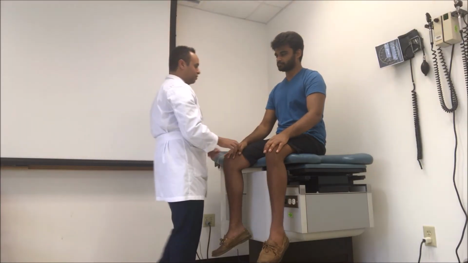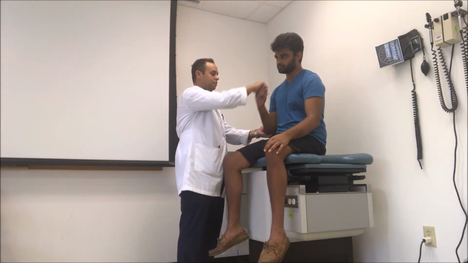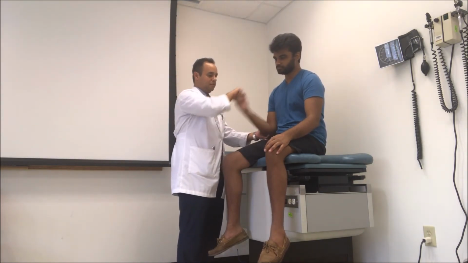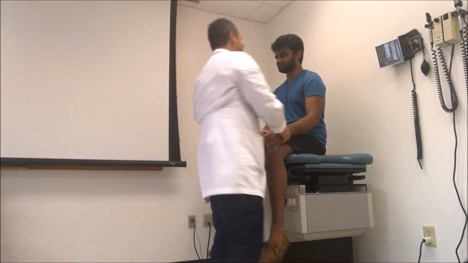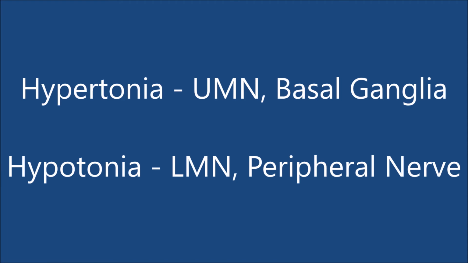Continuing with the motor exam, you're next going to assess the patient's underlying muscle tone by having the patient relax while you actively contract various joints and determine for any underlying rigidity or flaccidity. Hypertonia such as spasticity can indicate an upper motor neuron lesion or a basal ganglia lesion, while a flaccid tone indicates a lower motor neuron or peripheral nerve problem.